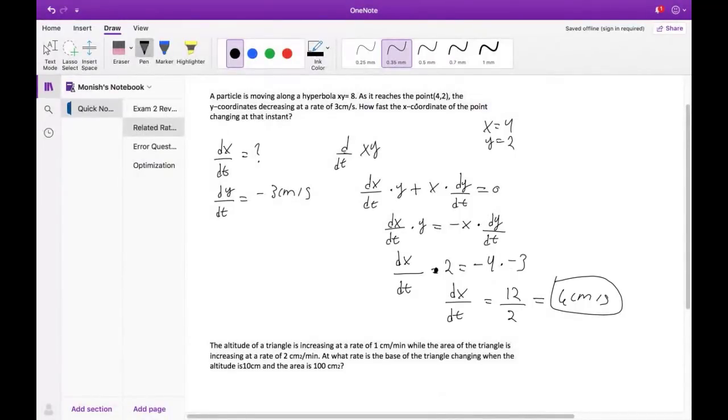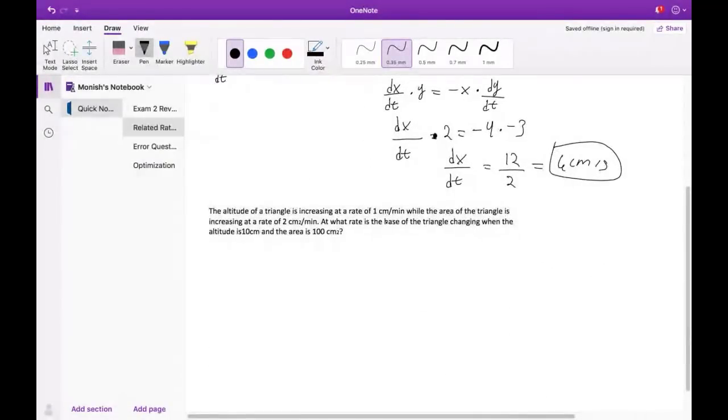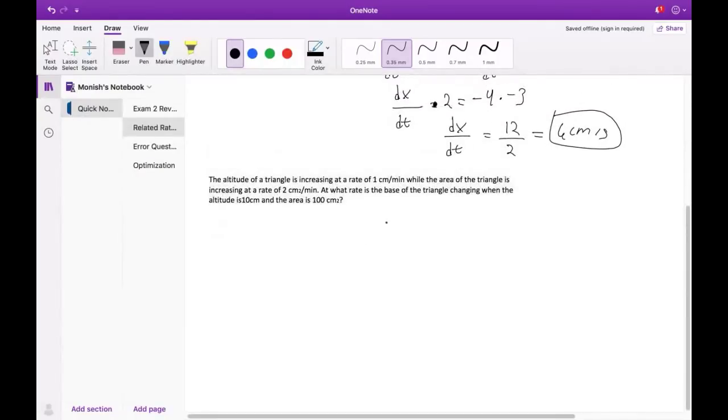Okay. So now we can go over this example with the triangle. So let me see this one.